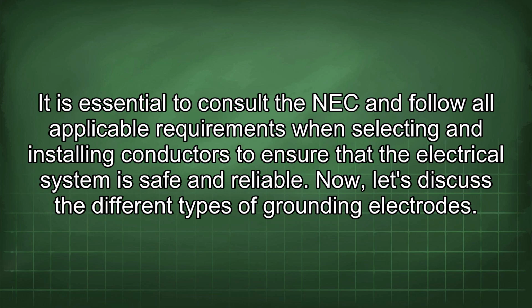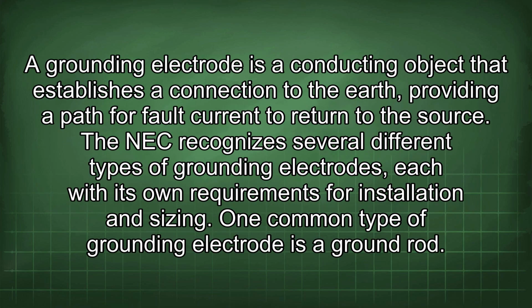Now let's discuss the different types of grounding electrodes. A grounding electrode is a conducting object that establishes a connection to the earth, providing a path for fault current to return to the source. The NEC recognizes several different types of grounding electrodes, each with its own requirements for installation and sizing.